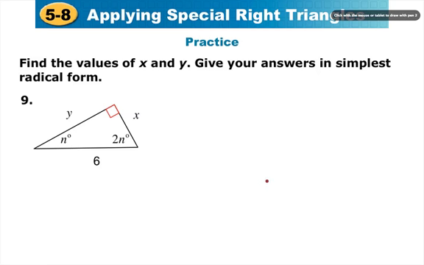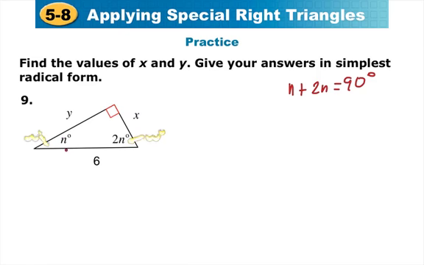Find x and y. And again, this looks a little more complicated. They don't give you the degree measurements. But you know that this is 90. So you know that these two angles must equal 90. So you can work with this. n plus 2n equals 90, and using that you should see that this is going to be 30 degrees and this is going to have to be 60 degrees. Go through the algebra.